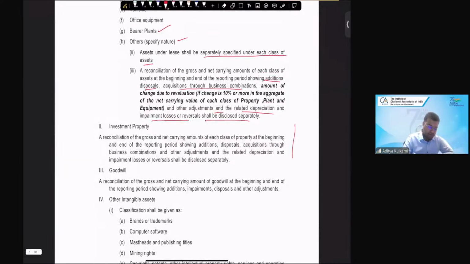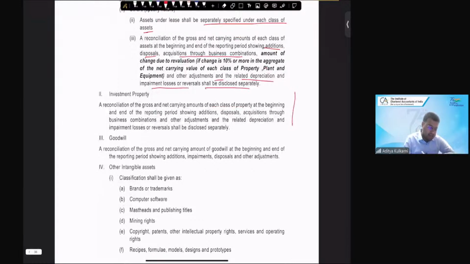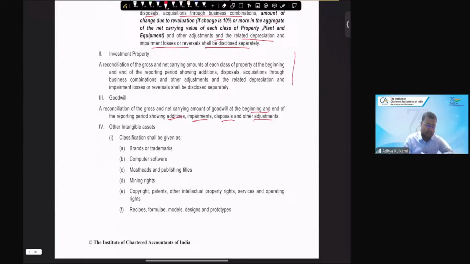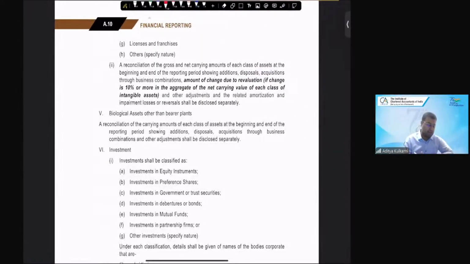Investment property, you can go through. You will have to give a reconciliation same as we do for assets. Goodwill: a reconciliation of the gross and net carrying amount at the beginning and end, showing additions to goodwill, impairment, disposals, and other adjustments. Other intangible assets, this is the way you will classify it. Okay, same treatment. Biological assets other than bearer plants, same thing.